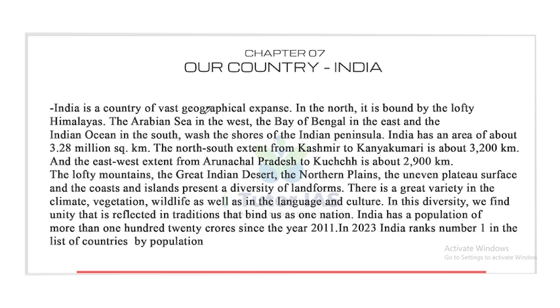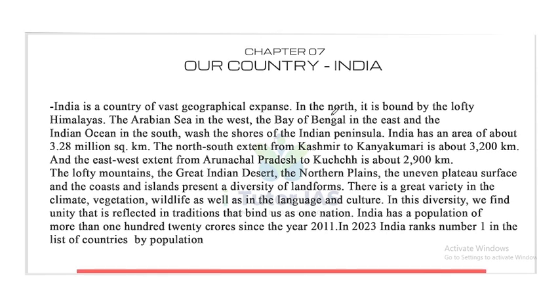India is a country of vast geographical expanse. In the north, it is bounded by the lofty Himalayas, the Arabian Sea in the west, the Bay of Bengal in the east, and the Indian Ocean in the south, washing the shores of the Indian Peninsula. So in the north, Himalayas; in the west, Arabian Sea; in the east, Bay of Bengal; and in the south, Indian Ocean. These are the north, east, south and west boundaries of India.